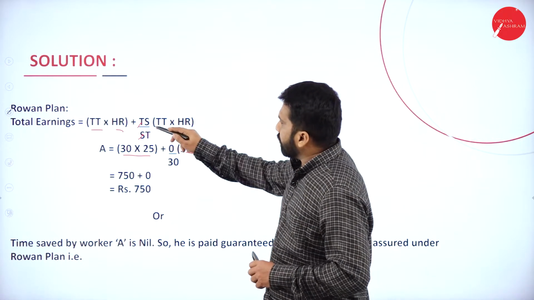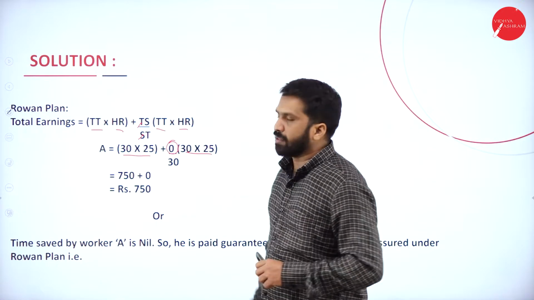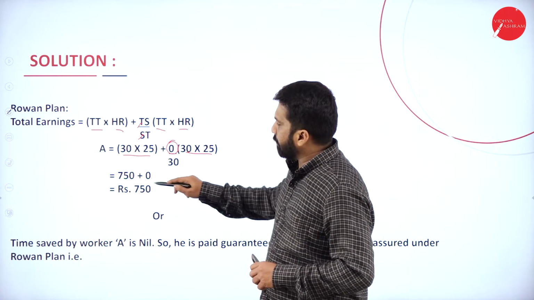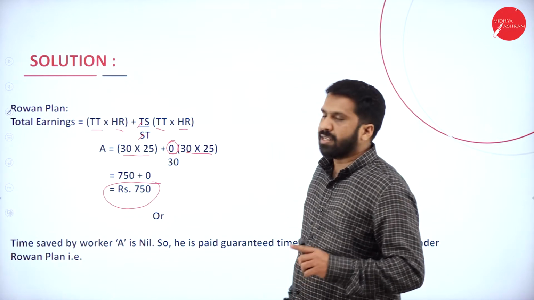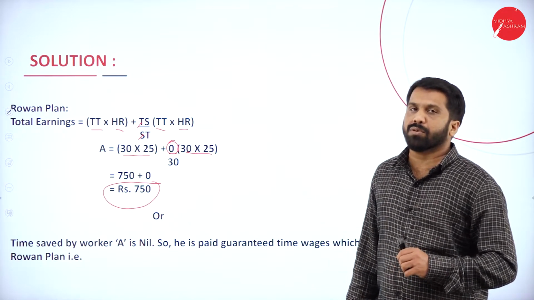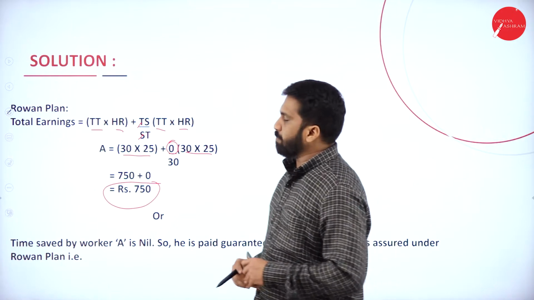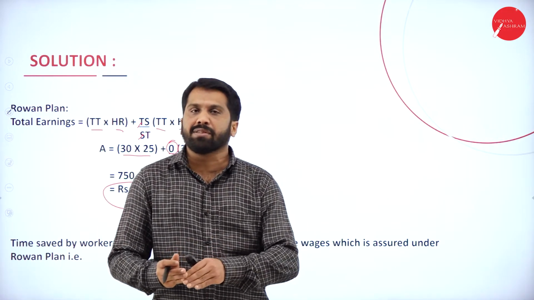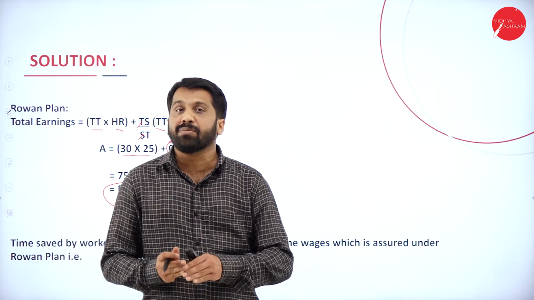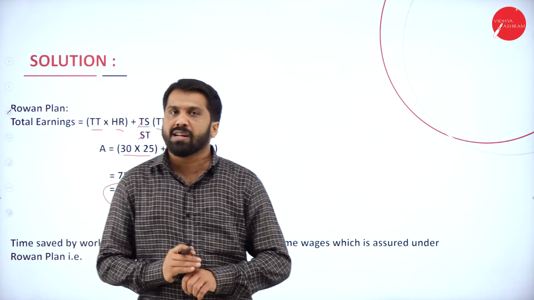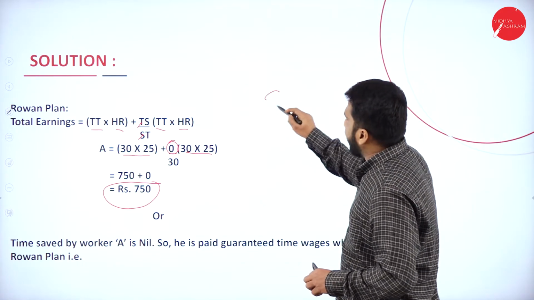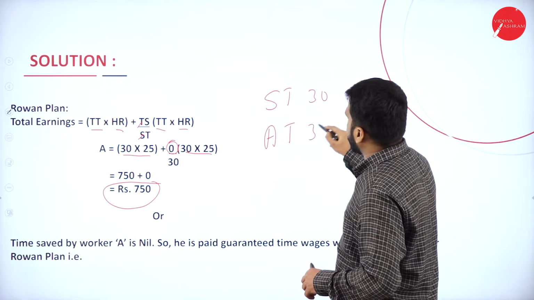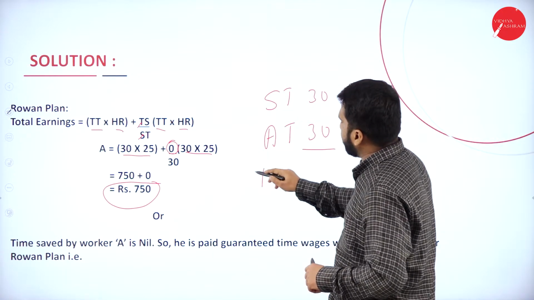Now, what is the time saved? For the first person, time saved is 0. Now, 0 by 30, 750 plus 0, it is 750 for the first person in case of Rowan plan. Remember, if the time saved is 0, even though it is a wholesale plan or a Rowan plan, the answer will be the same. Answer will not differ. In this problem, the standard time is 30 and actual time is 30.